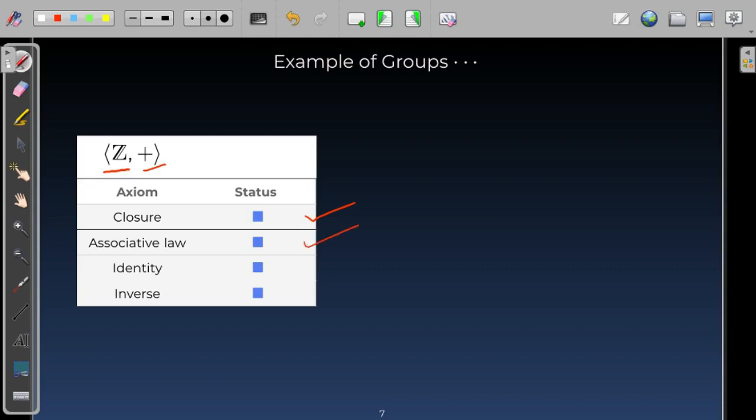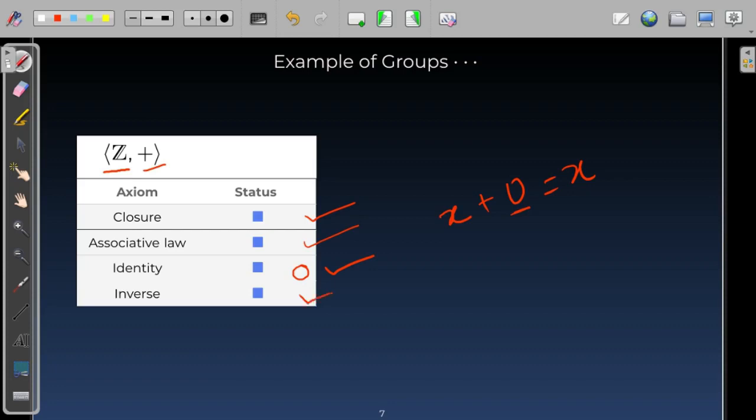Addition is actually associative, so the associative law is going to be satisfied, and with respect to addition, the identity element in the integers is 0. So if you have an element x which is an integer, then x plus 0 is x, so 0 here is our identity element, so identity is also going to be satisfied.